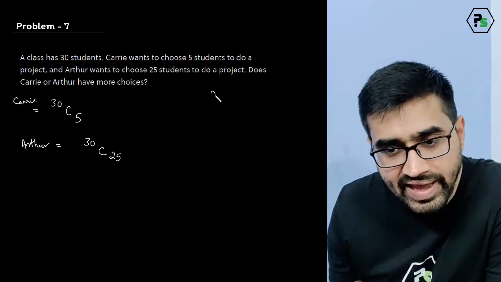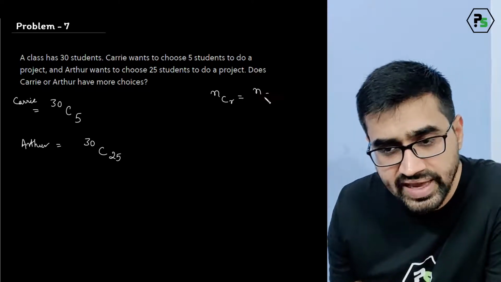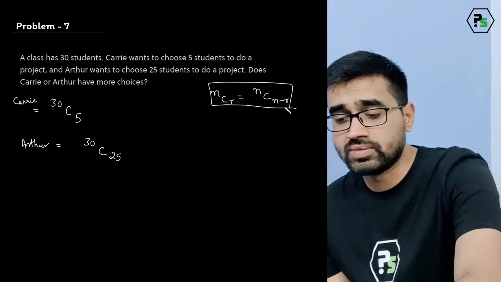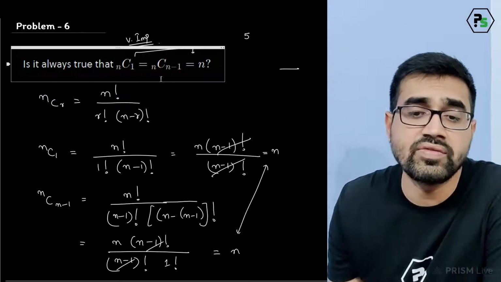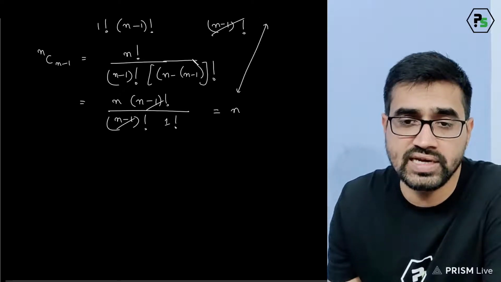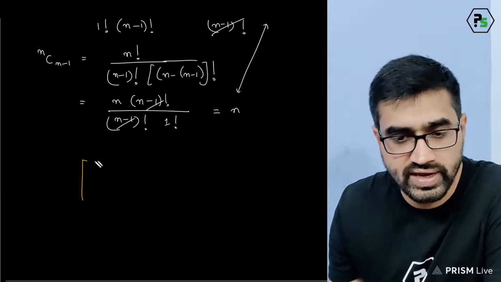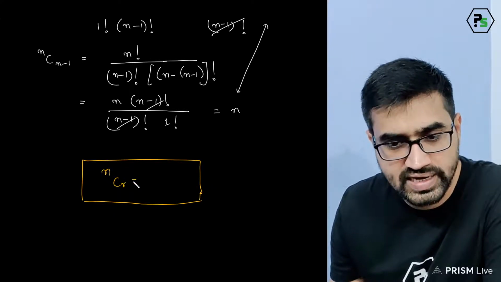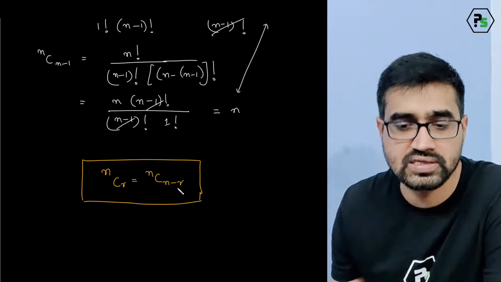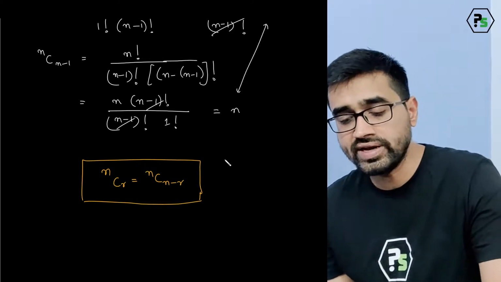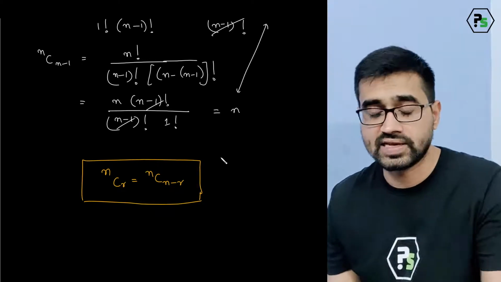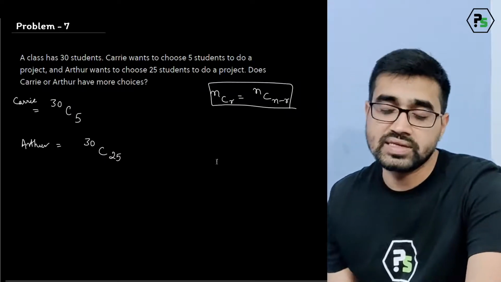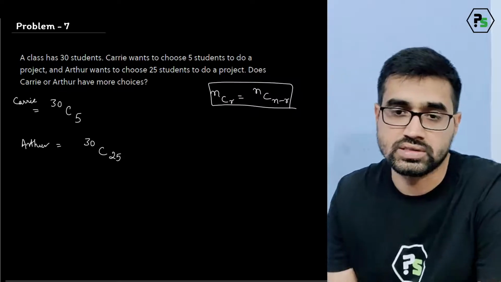Now we know that NCR is same as NC(N minus R). This is what should be coming from the last part. NC1 is NC(N minus 1). So I should have generalized it. So you just write it somewhere that this will be the most useful relation, that NCR is same as NC(N minus R). I hope you understand the point. Selecting that thing is just like deselecting the remaining things. That's the same way. Or deselecting, whatever you call it. It's just the way you say it.